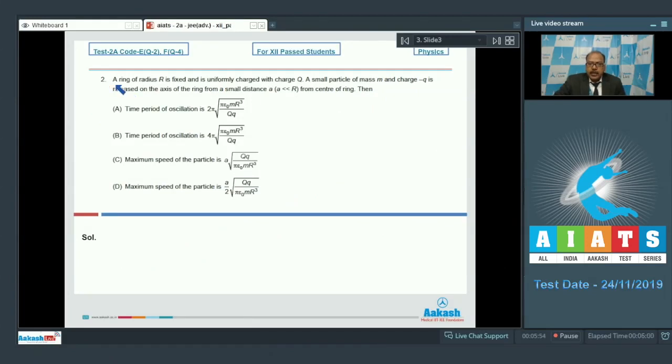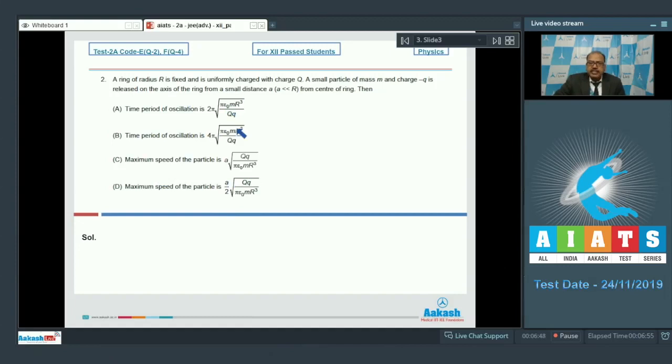Question 2 says, a ring of radius r is fixed and is uniformly charged with charge Q. A small particle of mass m and charge minus q is released on the axis of the ring from a small distance a, a being much smaller than r, from center of ring. Then option A says time period of oscillation is 2 pi under root pi epsilon naught m r cubed by capital Q small q. Option B says time period of oscillation is this much. Option C says maximum speed of the particle is this much. And option D says maximum speed of the particle is this much.